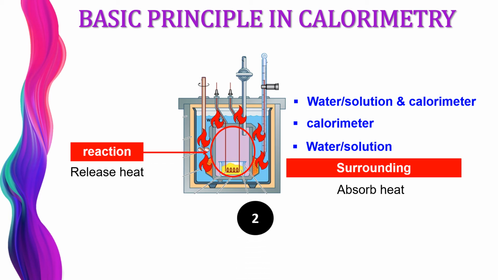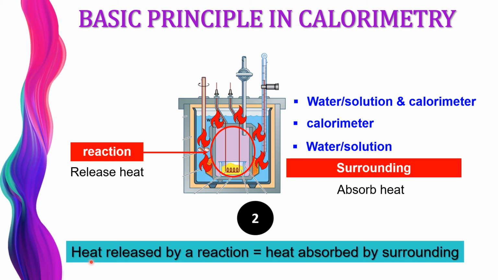So the second basic principle is heat released by a reaction is equal to heat absorbed by surrounding. And surrounding ni boleh jadi sama ada water or solution sahaja, atau calorimeter sahaja, atau water or solution and calorimeter. So, macam mana kita nak tahu surrounding yang mana yang akan absorb heat yang release from the reaction? Ianya adalah bergantung kepada situasi yang diberi dalam soalan.